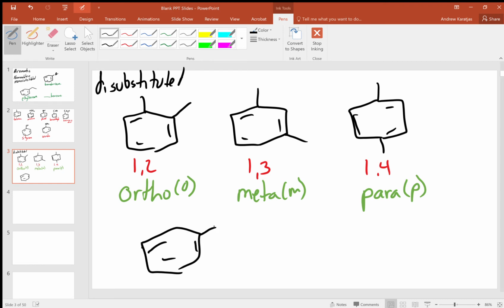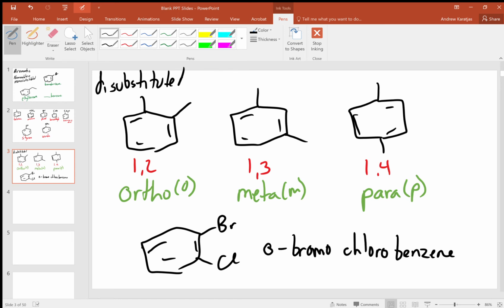So if we had a compound such as this one, the only real difference between this and things that we've learned before is the use of ortho, meta, and para. So this is still going to be a benzene, and we have two substituents, bromine and the chlorine. And as always, we put them in alphabetical order. So this is bromochlorobenzene. Now we just need the ortho, meta, or para to indicate whether these two groups are 1,2, 1,3, or 1,4. Since the bromine and chlorine here are next to each other, that's going to make them ortho. And so we would call this O-bromochlorobenzene.